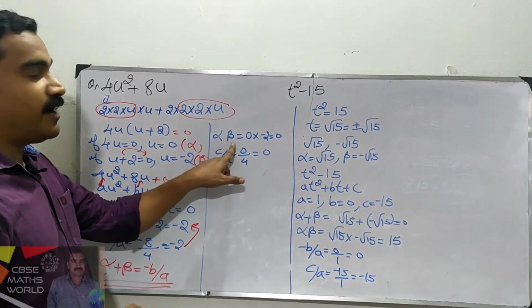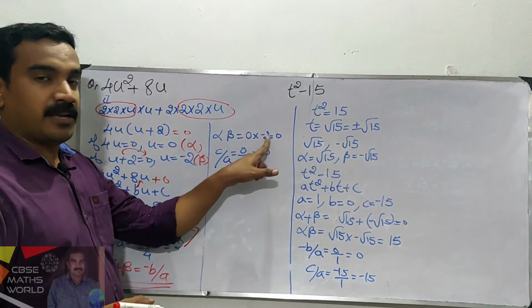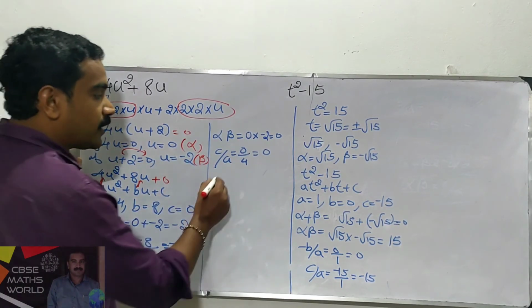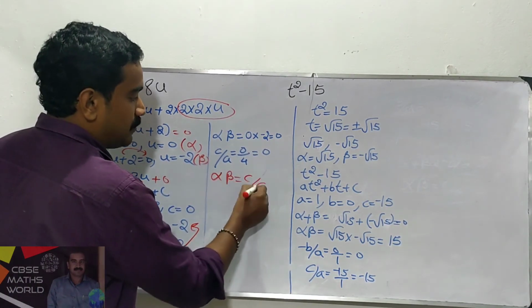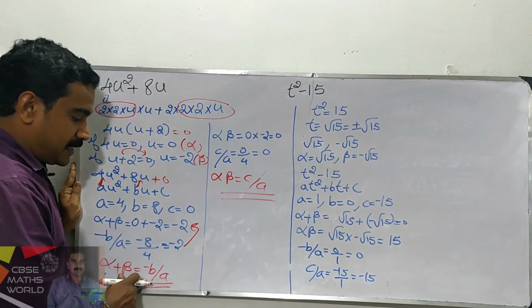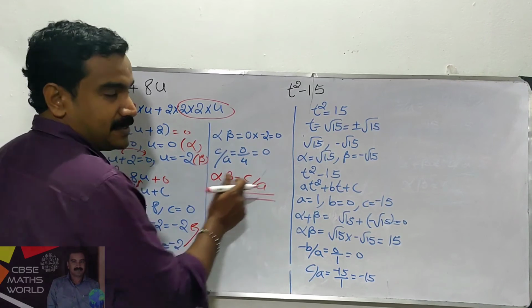And check what is alpha into beta. 0 into minus 2 is 0. What is c by a? That's also 0. So you can write alpha beta equal to c by a. So we got alpha and beta, then we verified alpha plus beta equal to minus b by a, and alpha beta equal to c by a.